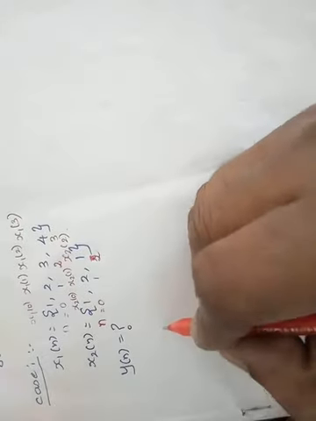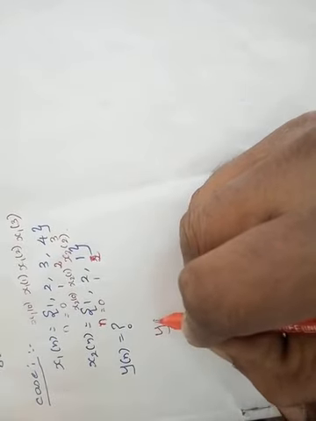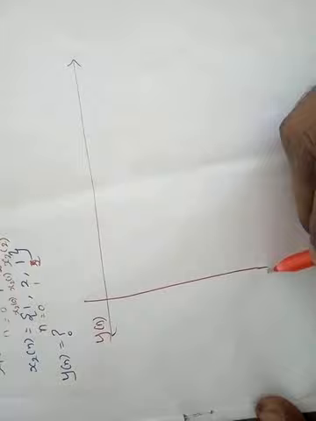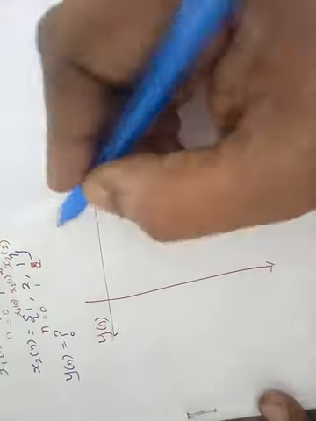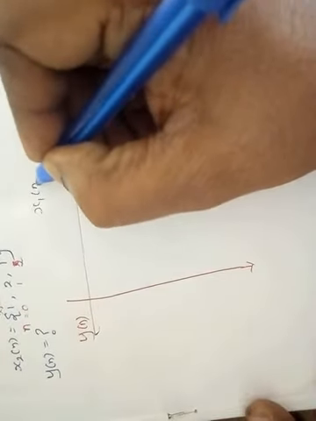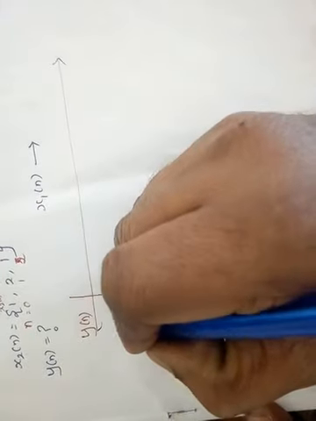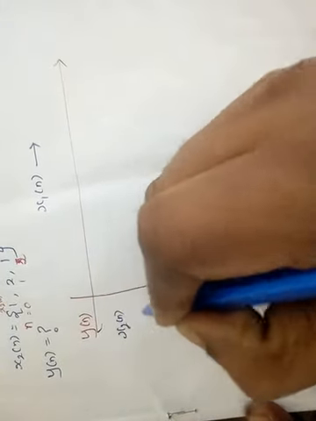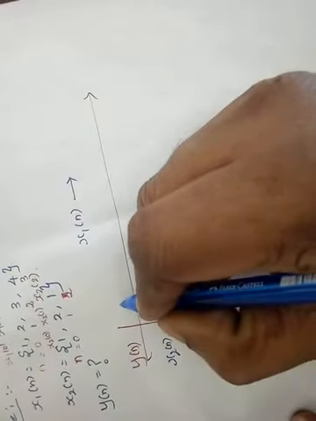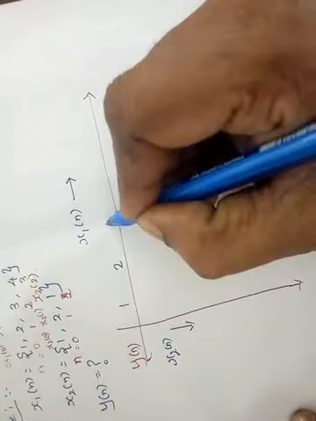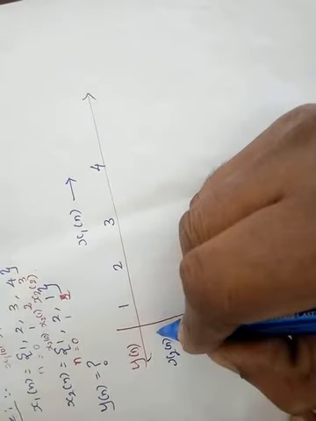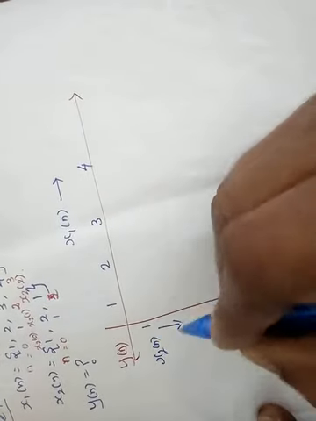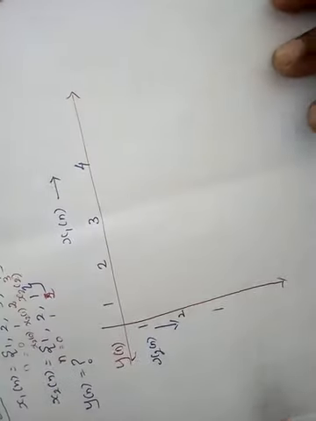So now let me make a matrix to find y of n. I am taking x1 of n in this way and x2 of n in this way. x1 of n is 1, 2, 3 and 4, and x2 of n is 1, 2 and 1.